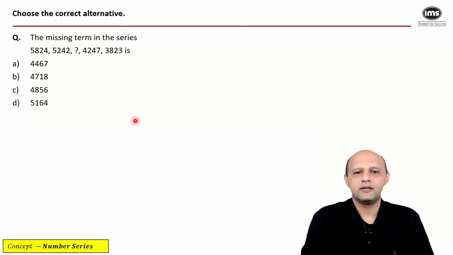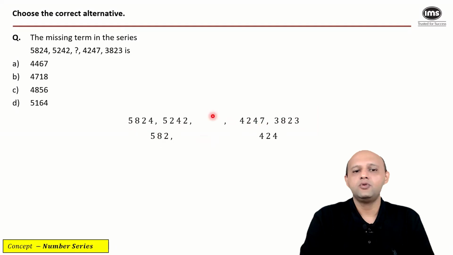Evidently, the one on number series. 5824, 5424. Then, we need to find the missing term. 4247 and 3823. Evidently, by noticing these numbers, I think a good starting point for us would be to note down the differences.